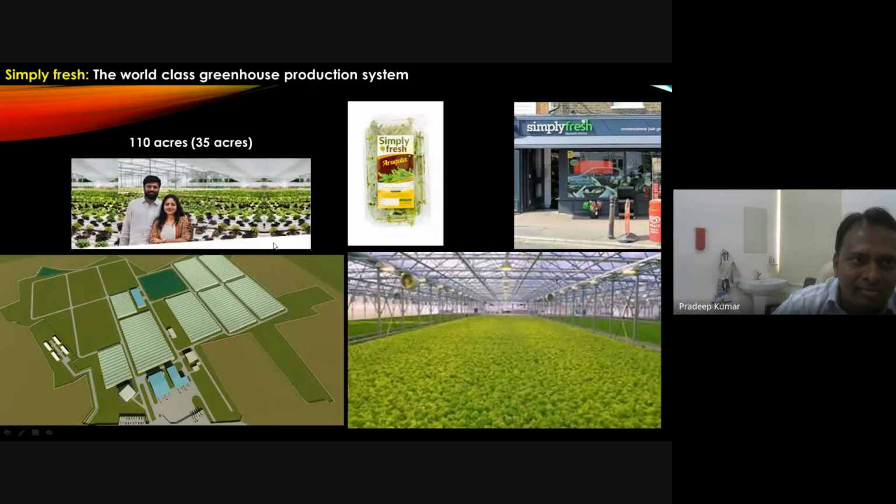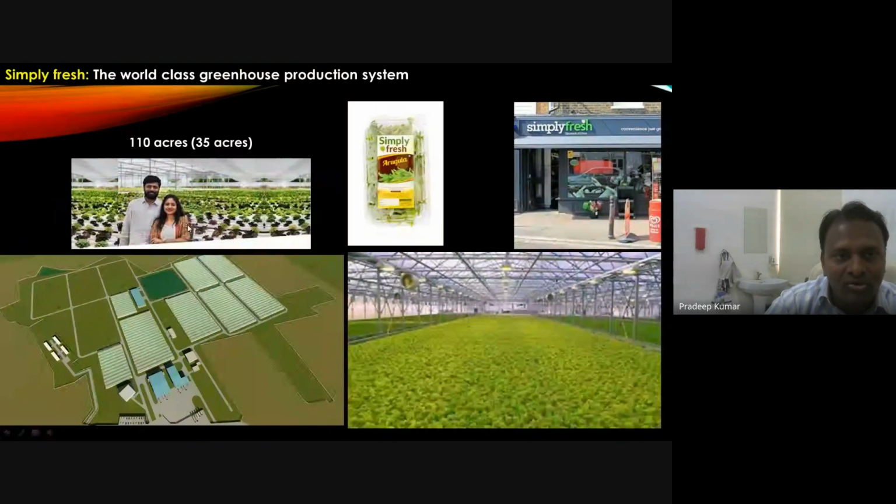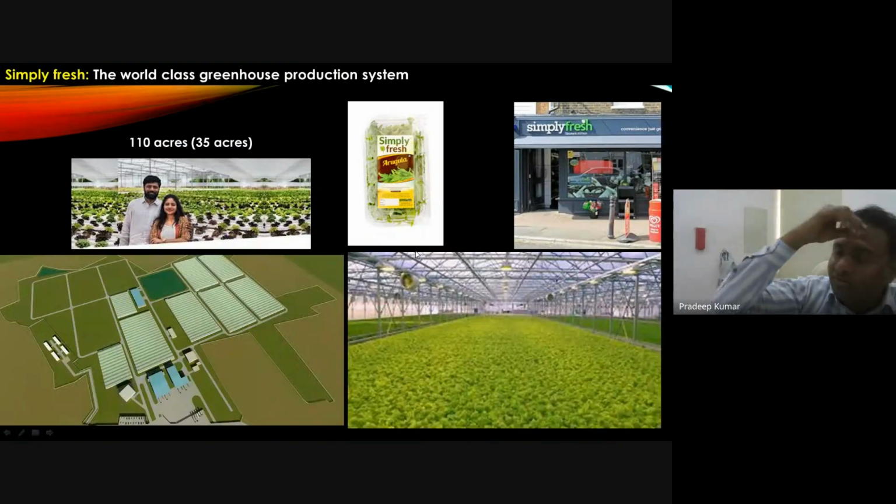So this is a 110 acre farm near Hyderabad, Siddipet, where Simply Fresh have installed this kind of structure, and they are able to grow leafy vegetables that require less than 25 degrees Celsius around the year. I visited there, and the outside temperature was 42 degrees Celsius in April, but inside they were able to maintain 26 degrees Celsius using a fogger, with the top open. One layer of shade was covered, but not plastic.